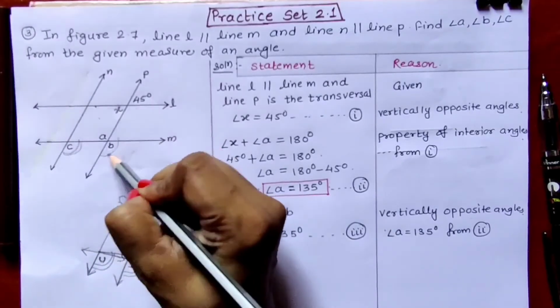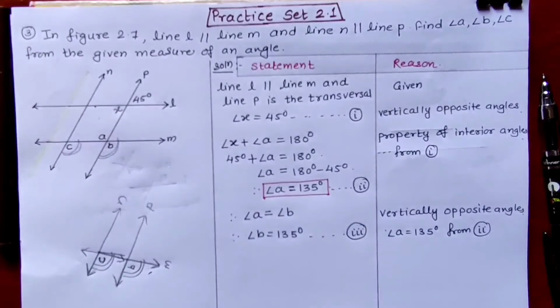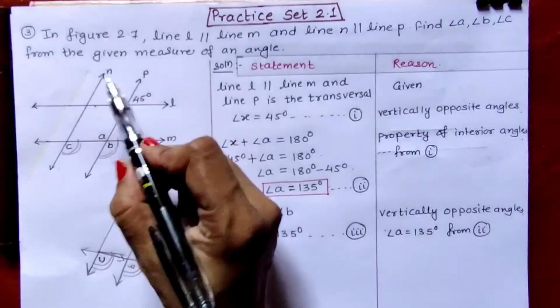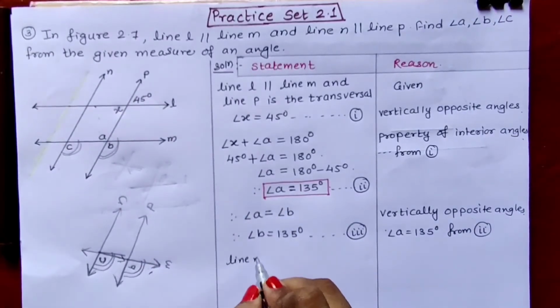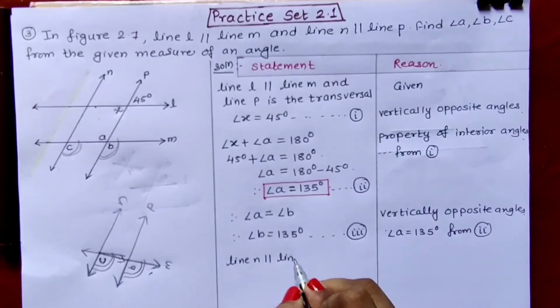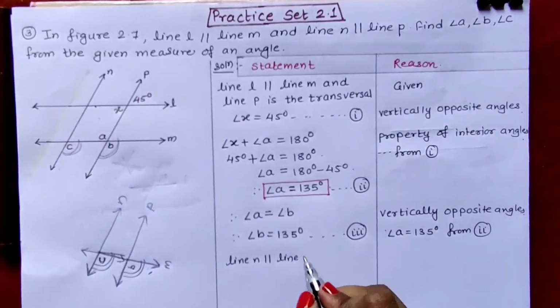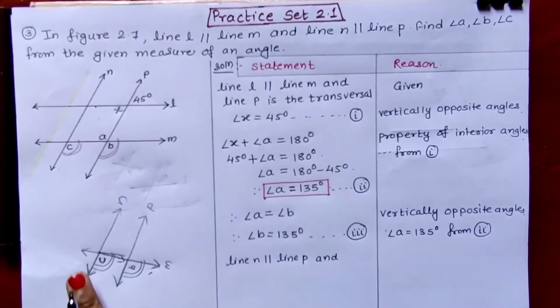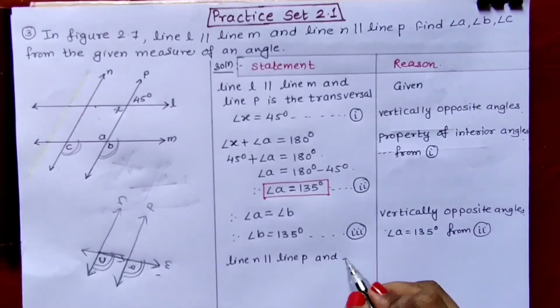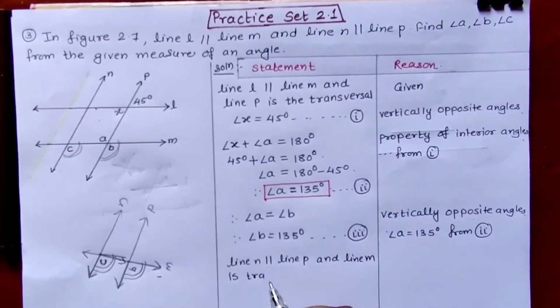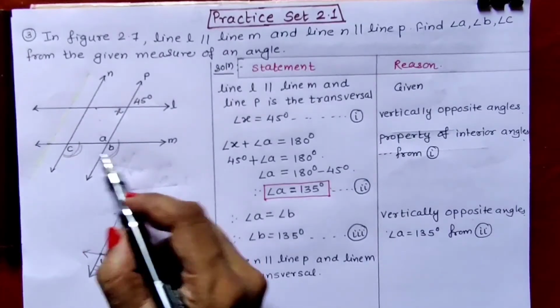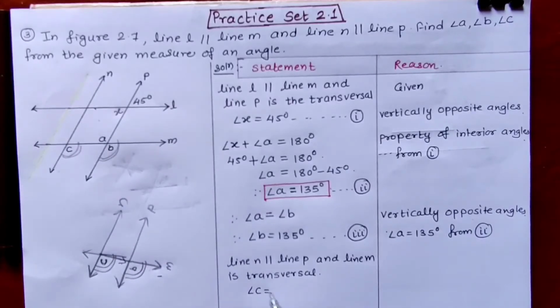Angle C and angle B are corresponding angles, and corresponding angles are congruent with each other. So here we will be taking line N parallel to line P, and now we have taken line M as the transversal. So we can see that C and B are corresponding angles. Angle C is equal to angle B, corresponding angles.